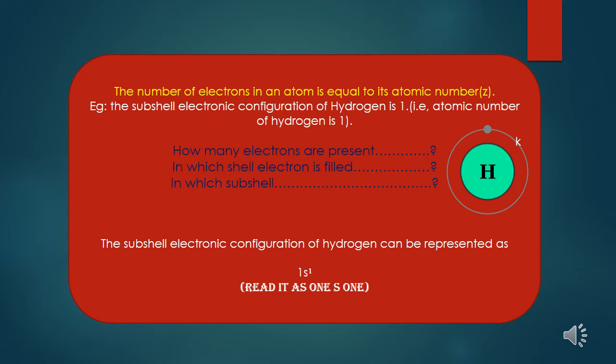The next question is, in which shell is the electron filled? In the main energy level, the only electron of the hydrogen atom is filled in the K shell, which is the first energy level. From this picture you can see which subshell is filled. The K shell has only 1 subshell, which is 1s. So the only electron can be filled in the 1s orbital of the K shell. The subshell electronic configuration of hydrogen can be represented as 1s1. So simple.